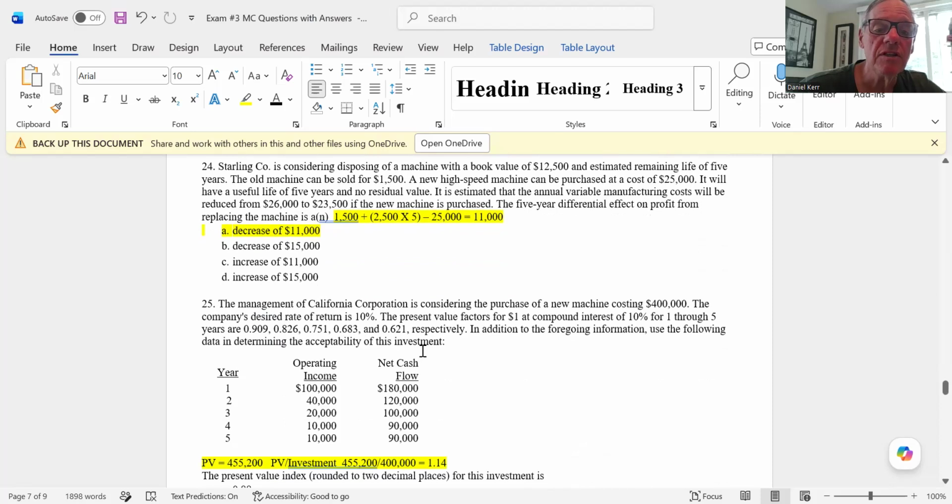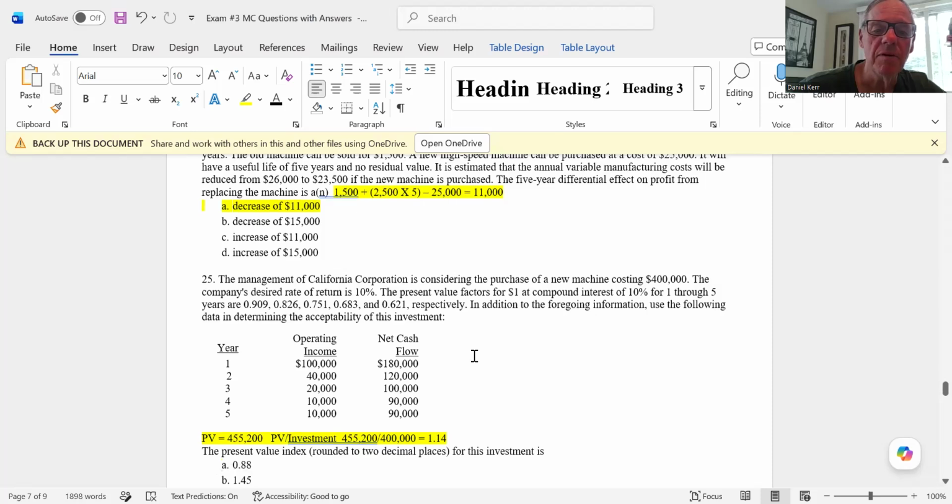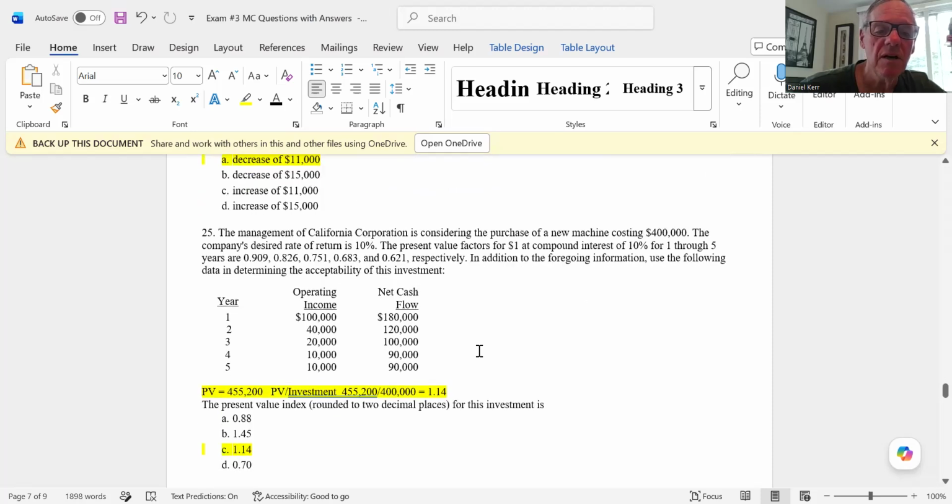25. The management of California Corporation is considering the purchase of a new machine with a cost of $400,000. The company has a desired rate of return of 10%. Present value of $1 computed at 10% for years 1 through 5 is below. In addition, use the following data in determining the acceptability of this investment. Okay, and they want to know the present value index.